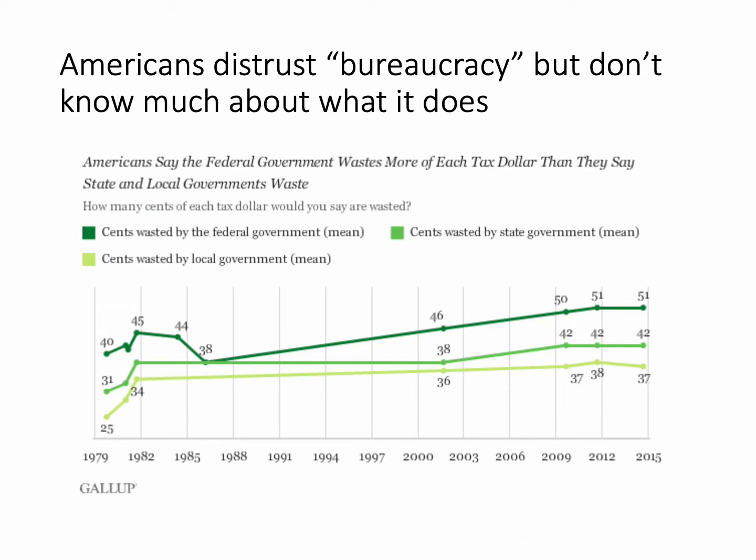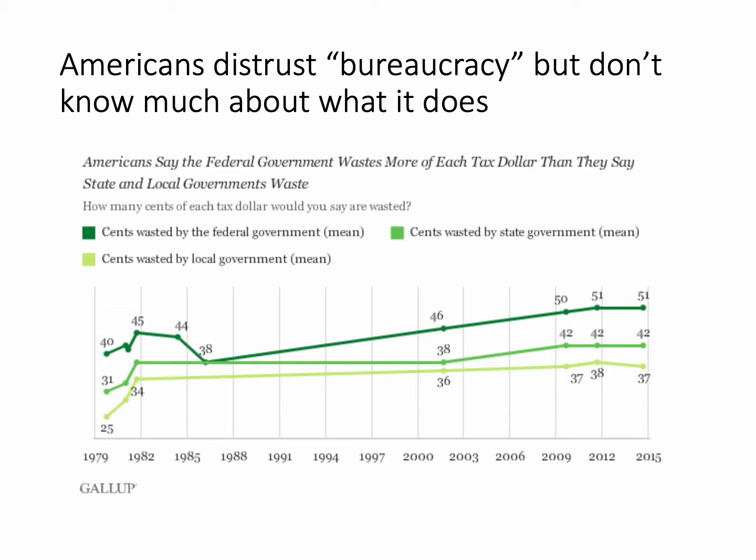This graph shows you Americans' views on government waste. This is a perception. This is not real. This is a perception that people have, that the federal government is wasting 51 cents out of every dollar, state government only wastes 42, and local government wastes 37. This is a very characteristic American attitude to think that government is wasteful, and it is not based on knowledge. It is based on things people have heard and things they hear politicians say.